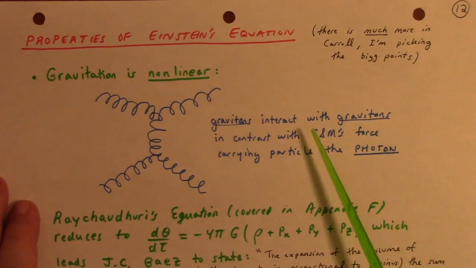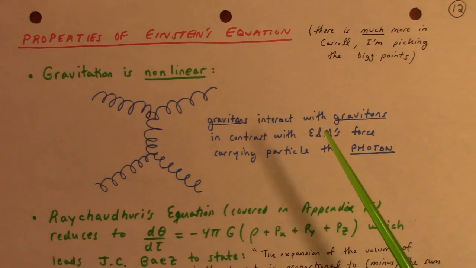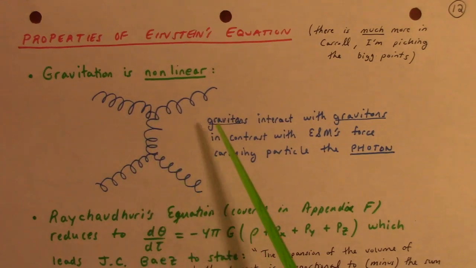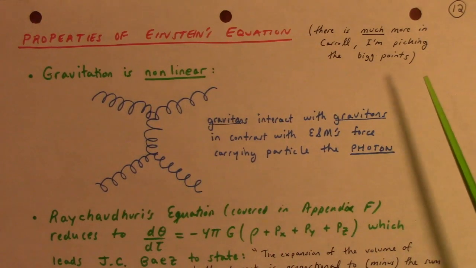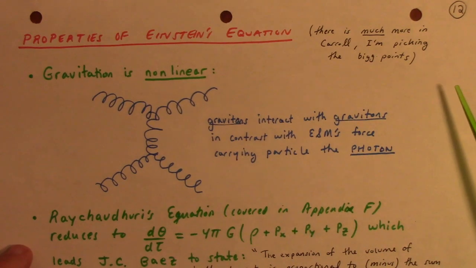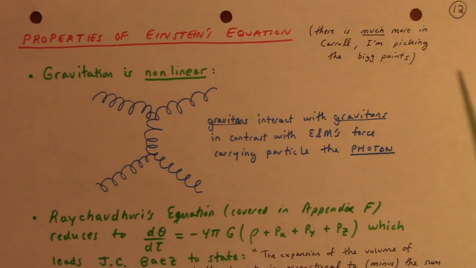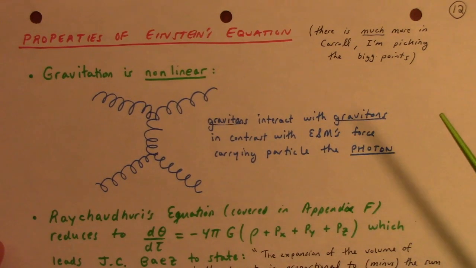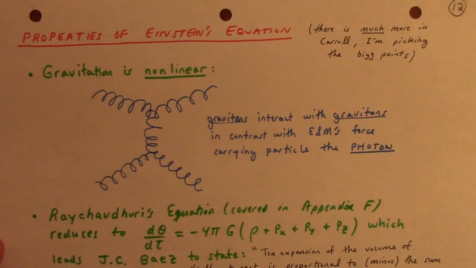Gravitons interact with gravitons. So this is sort of a Feynman diagram of that, right? There's no diagram like this for photons. Photons don't interact with photons as far as we know. And so that's a significant difference.